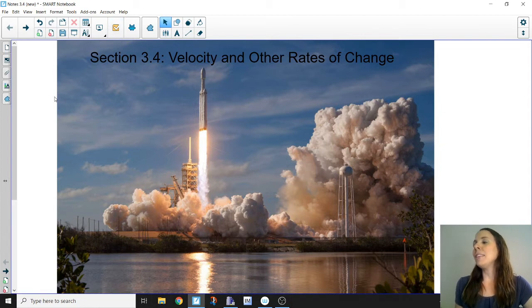Okay, in this section, we are going to look at velocity and other rates of change. Not that we have not looked at rates of change already throughout the year, but we're going to further our study of them, and we're going to connect them to some concepts in physics.